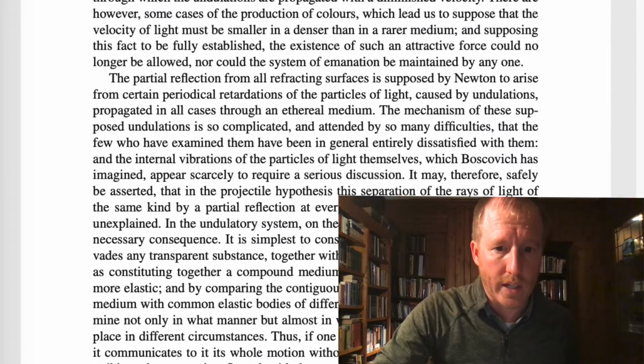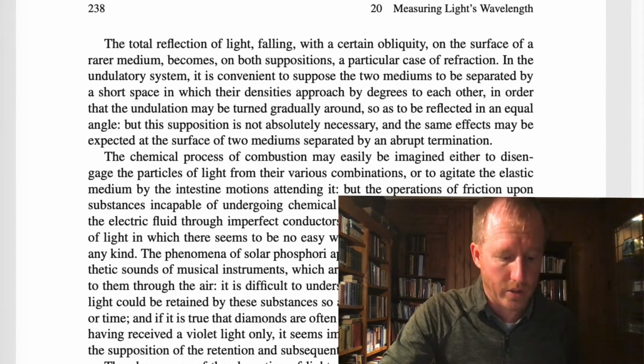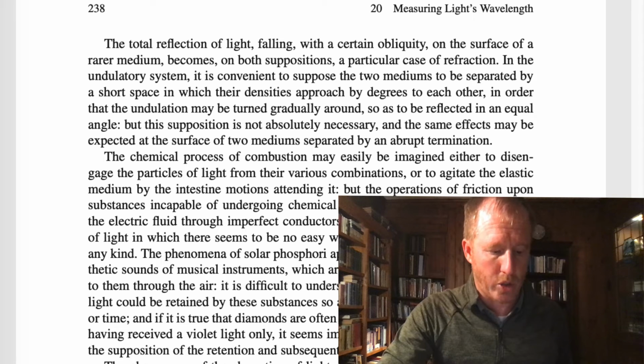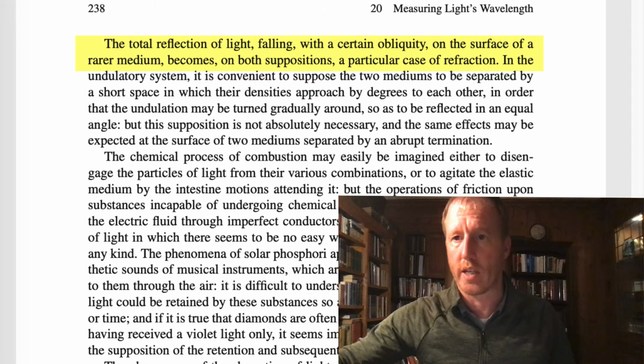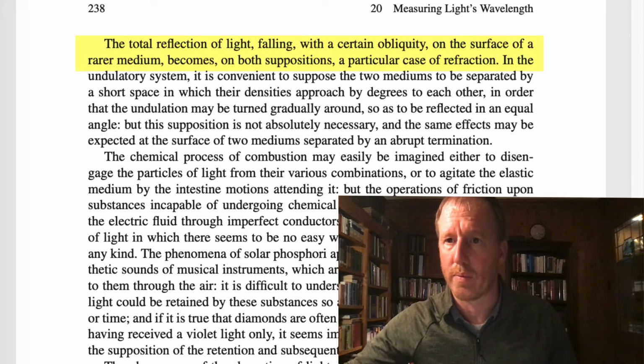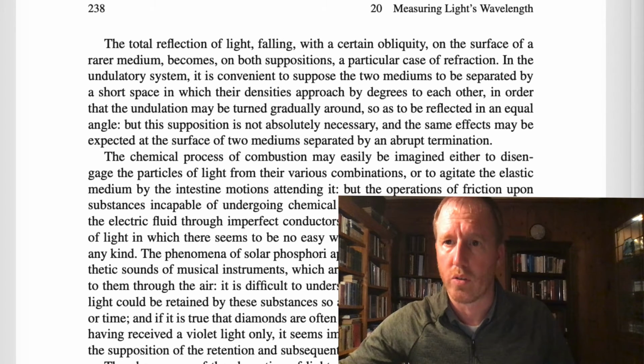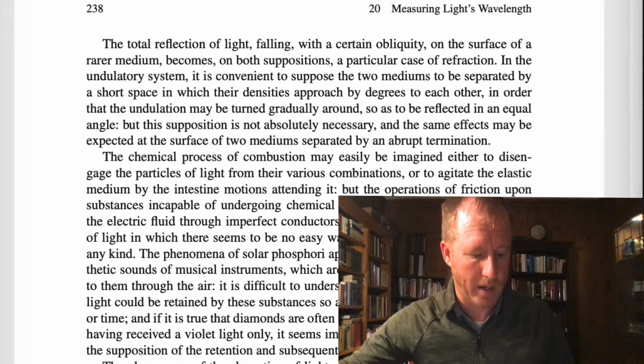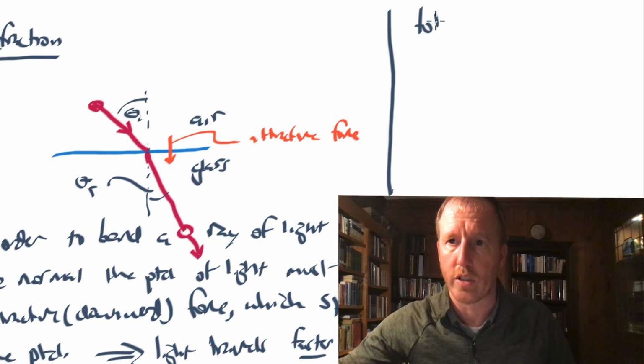And then what's the next thing that he talks about? Well, let's jump ahead to page 238. He talks about total internal reflection. I can probably talk about that a little bit up here. I'm trying to take advantage of any space that I have left on my sketchbook here. So let's make a line and talk about total internal reflection.